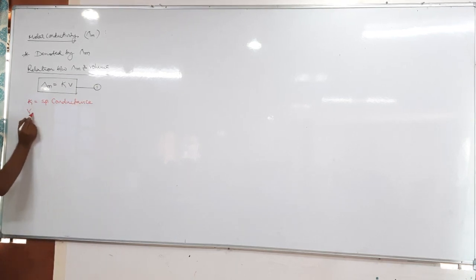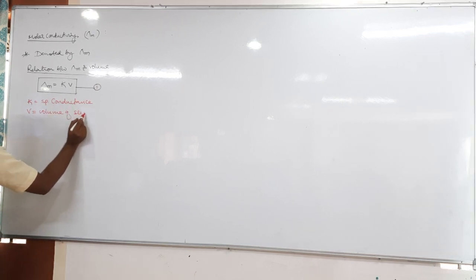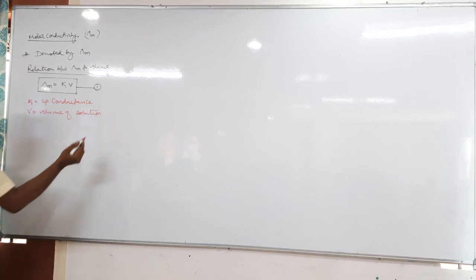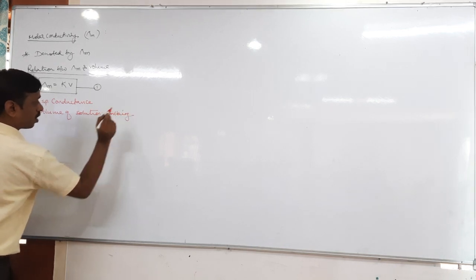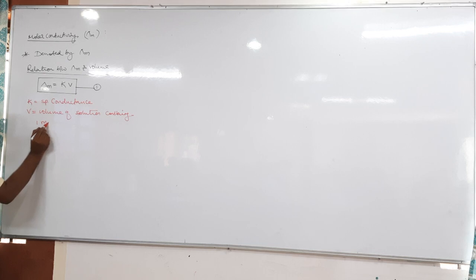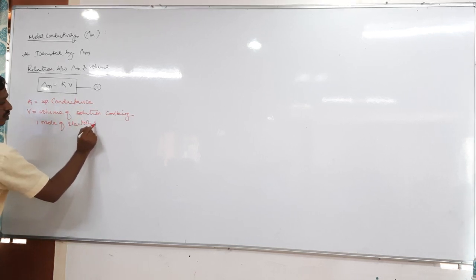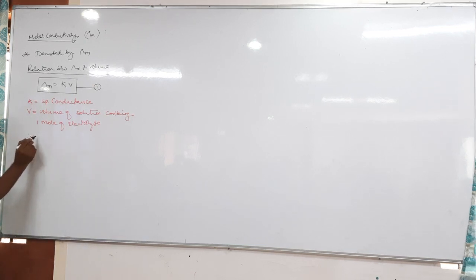What is V? V is the volume of solution containing 1 mole of electrolyte. So therefore, now tell me, what is the unit of lambda m?